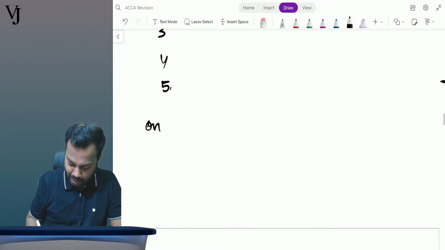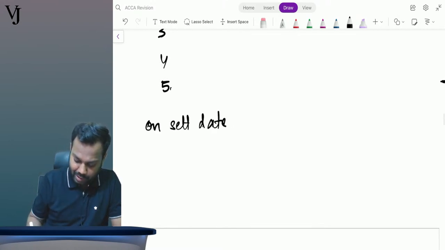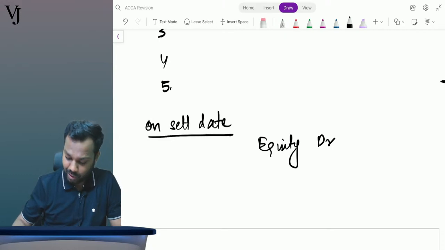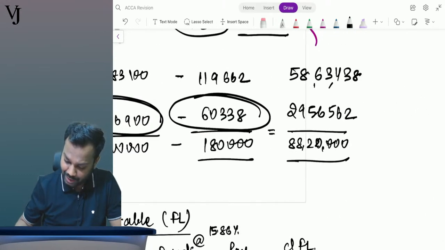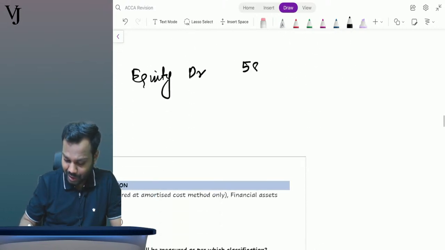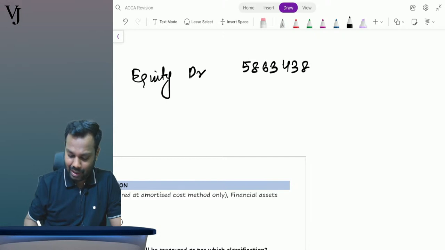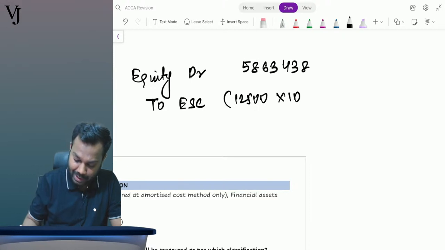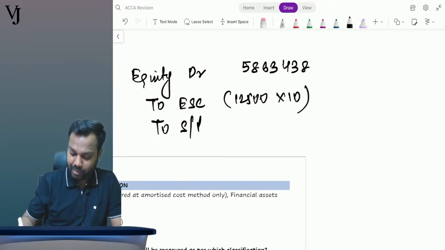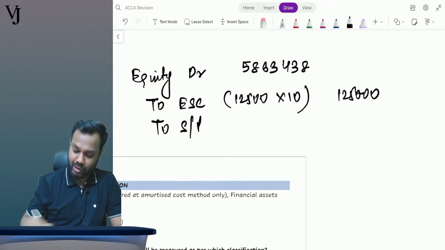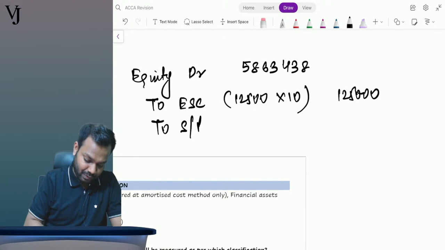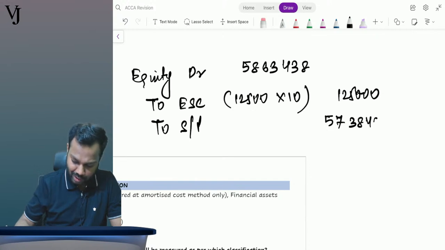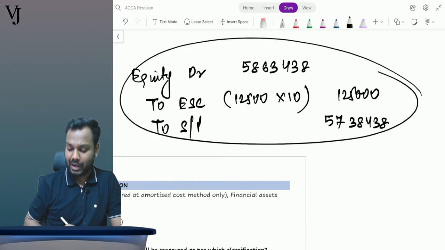Now, on settlement date, what is the general entry that you will pass? You will pass here equity account debit. How much? What's the value of equity? 5983438. Now, you will be issuing equity share capital at the rate of 12,500 shares multiplied by 10. Right, and the differential will be transferred to securities premium. So it is 125,000, and the differential is 5863438 minus 125,000 is equal to 5738438. So this is what will happen on the settlement date. I hope it is clear to all of you.